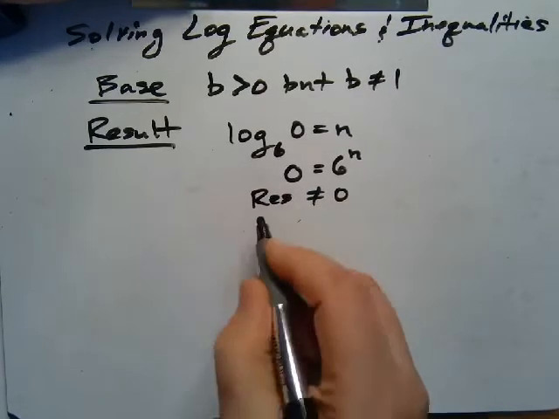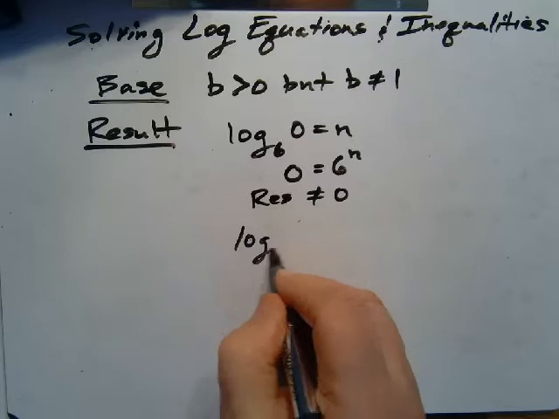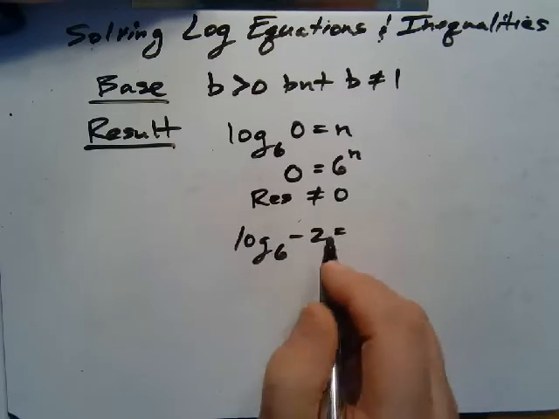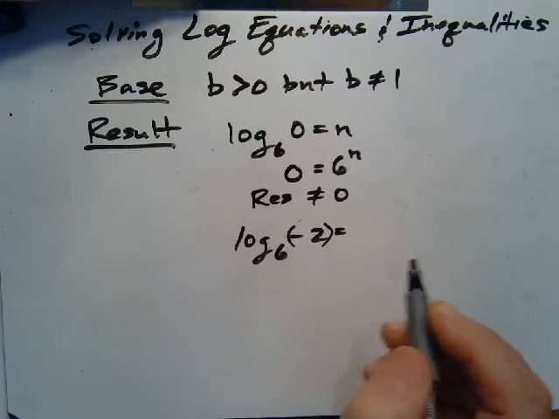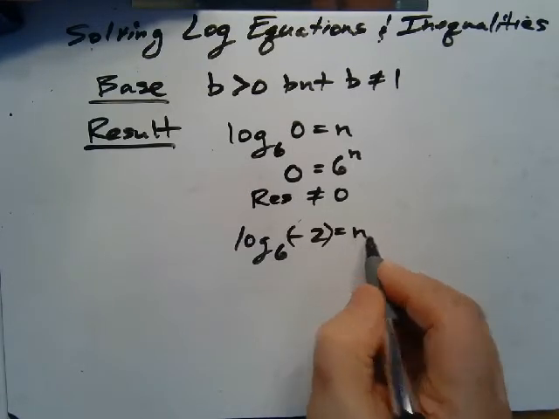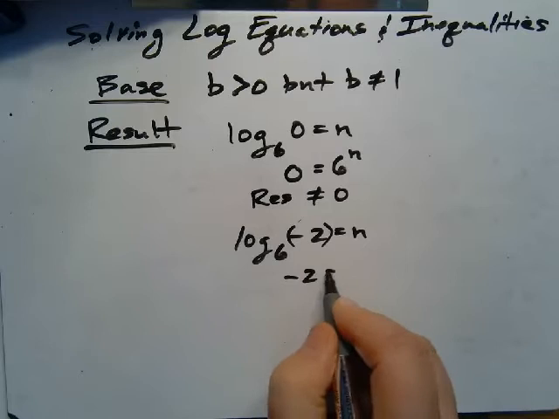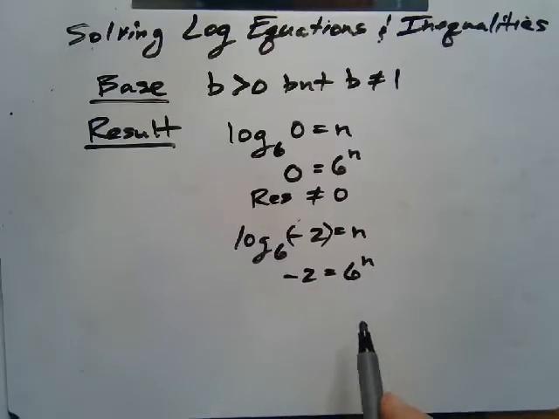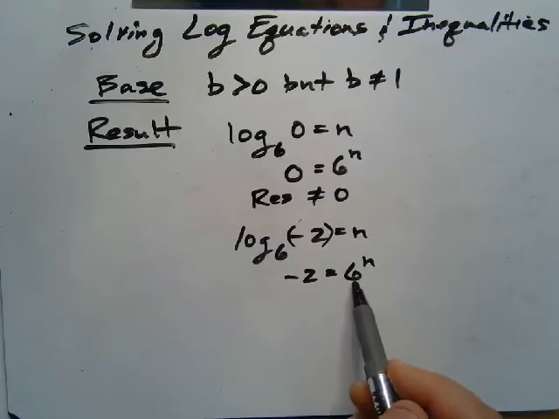The other situation is log base 6 of negative 2, or a negative number, for example. Let's put a negative around that. Better put parentheses on that. Well, what do we got here? Drag down the result, and that's equal to 6 to the n power. Now, this is not going to be possible either.